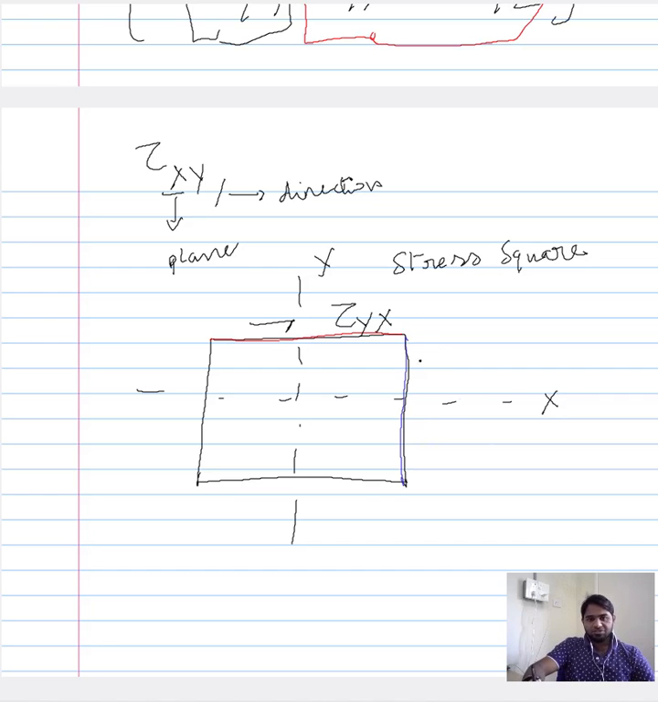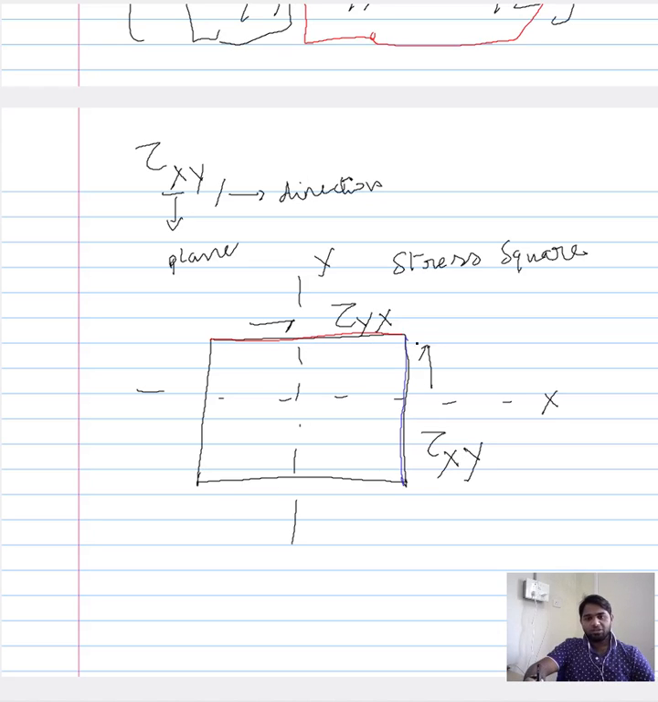If there is a stress acting along this direction, then the way we would represent it is, since it is acting along a plane, it would be a shear stress, therefore it is tau. It is acting along the x plane, pardon me, and therefore the first subscript will be x, and since it is acting along the y direction, the second subscript will be y.